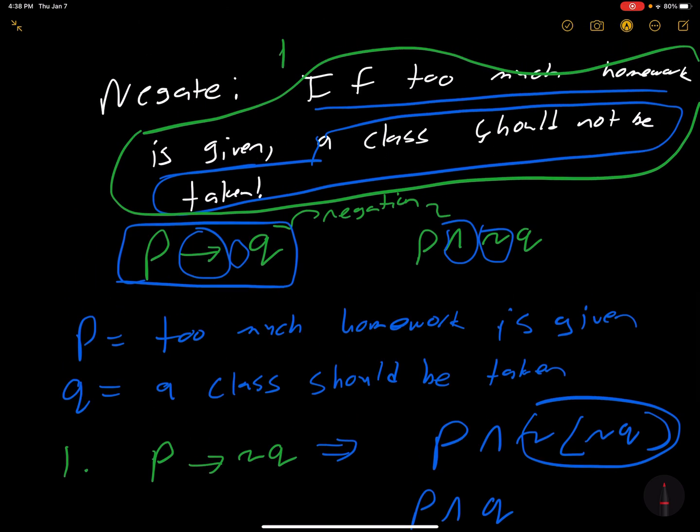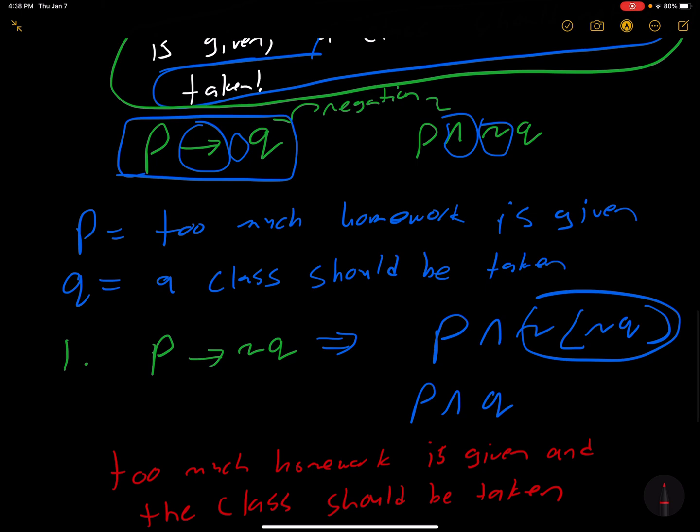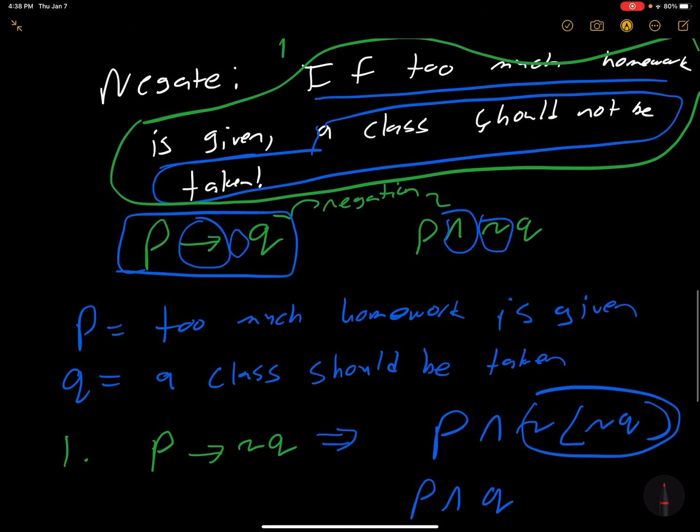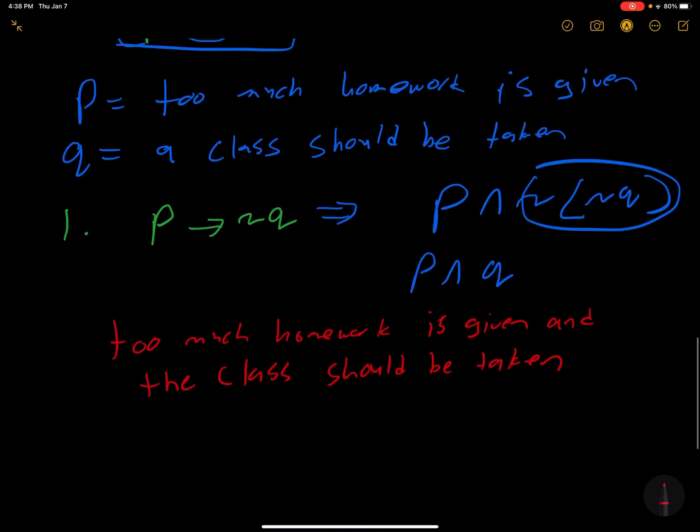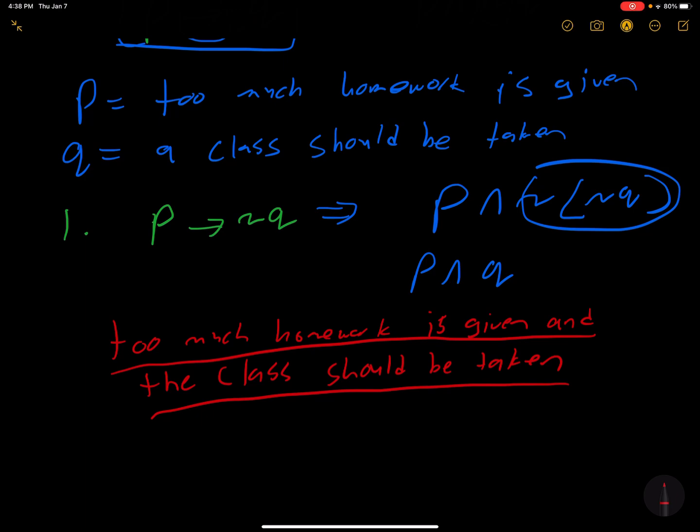But you're never really sure unless you work through the math, which we did here. So we know that the negation of if too much homework is given, a class should not be taken is too much homework is given and the class should be taken. And that is negating a conditional statement.